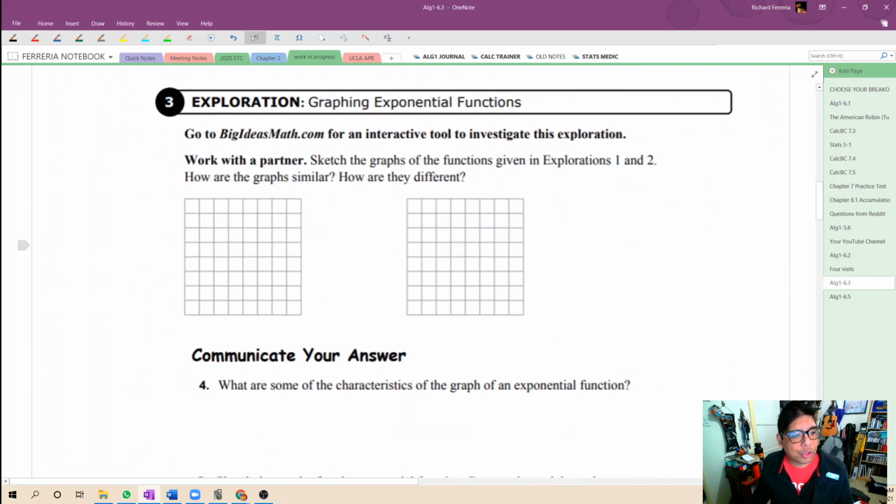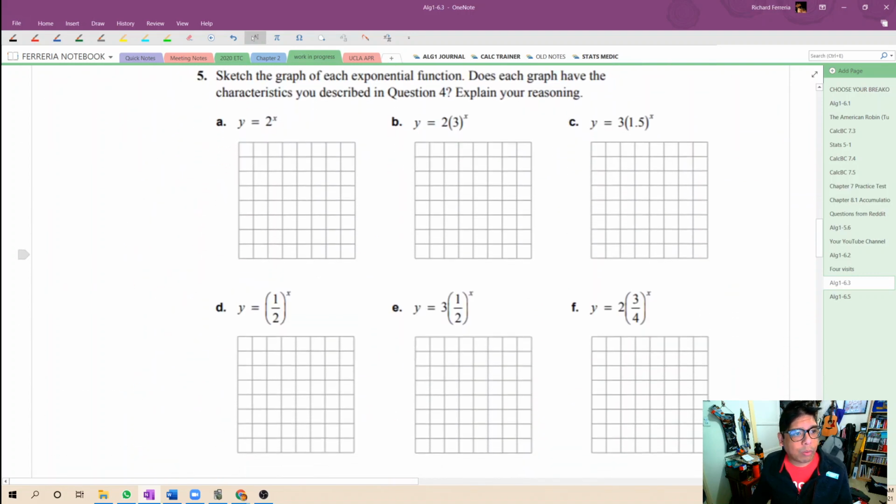Moving down into the next exploration, let's take a look at letter A, and we'll compare that with letter B. Letter A, we have 2 to the x. Now notice for this one, there is no actual y-intercept. One of the things that is different from a linear curve is that if there's no y-intercept, that means the y-intercept is 1.